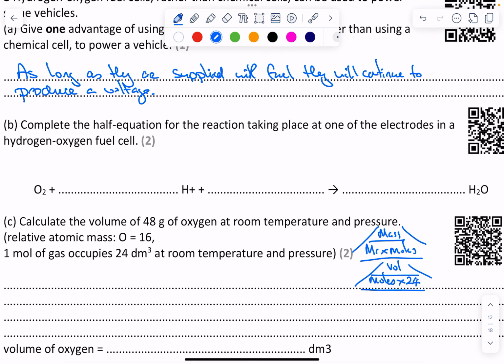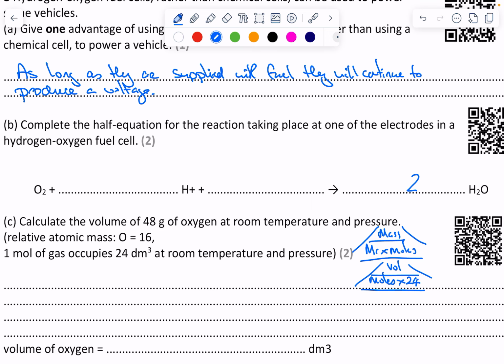Complete the half equation. This is a tricky one, tough question. So if we just approach it in a simple way, there's two oxygens here, and I've only got one oxygen here. So to make this work initially, it looks like I'm going to need a big 2 in front of that. But what that will do is give me 4 lots of hydrogen required.